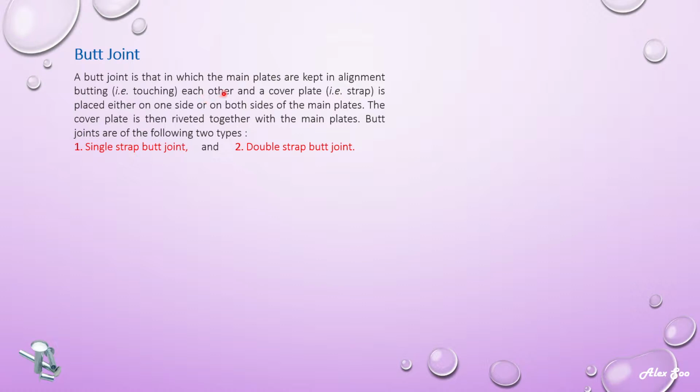Along with the plates, you will have a cover plate on top. So you have two plates placed side by side to each other, and then you have a top cover plate or a bottom cover plate. So you have single cover or double cover. If you have both top and bottom, then we call it double cover, or double strap butt joint, or a single strap butt joint. So I have examples here.